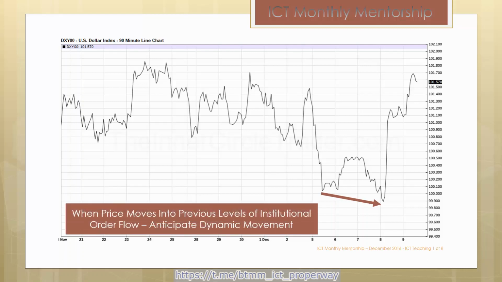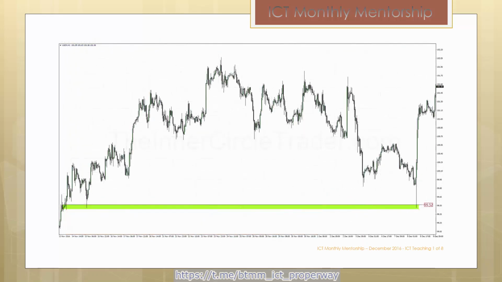When price moves into previous levels of institutional order flow, we as traders have to anticipate dynamic price movement. That looks like this, and we talked about this week in the live sessions. We had an old order block back in the midpoint of November. It was the last down candle that had already been traded back down into it on November 15th. One more time, and it bounced away from that. But we traded all the way back down this week, on the 8th of December, just to get back into that 99.50 level, and it was strongly rejected.